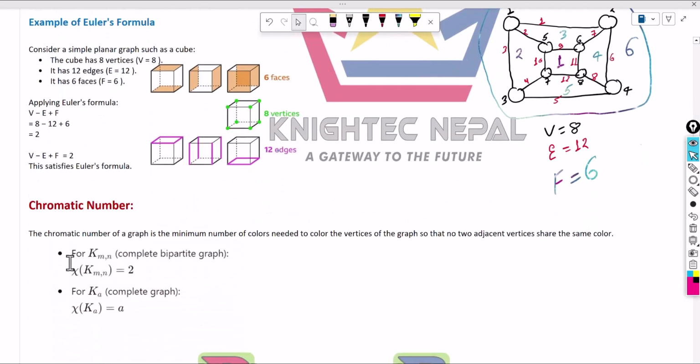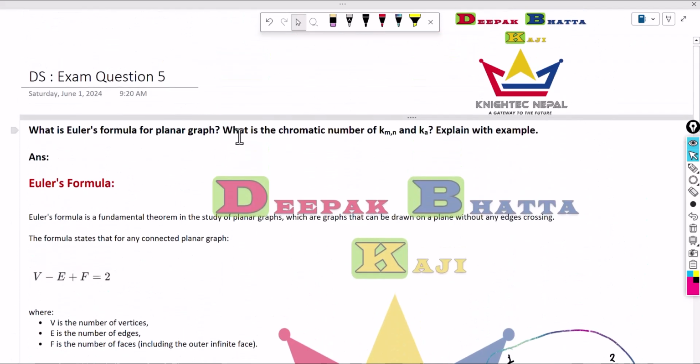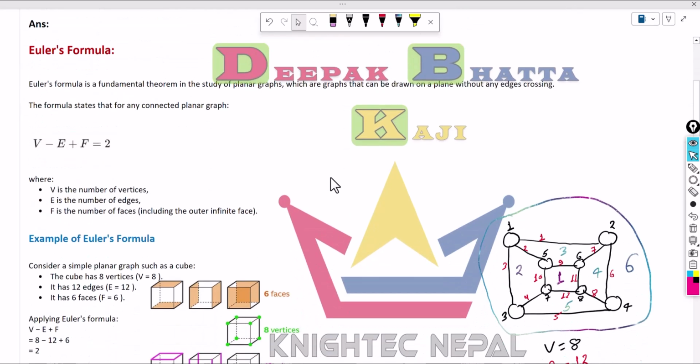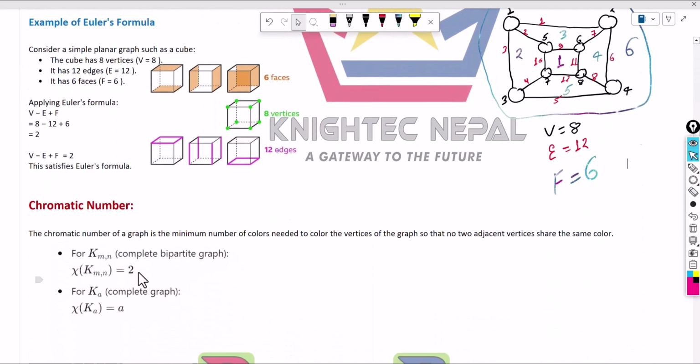Now let us move on to the next topic, that is the chromatic number. So how can you define the chromatic number? In your given question they ask what is the chromatic number of Kmn and Kn. So first of all you need to define what the chromatic number is. The chromatic number of a graph is the minimum number of colors needed to color the vertices of the graph so that no two adjacent vertices share the same color.